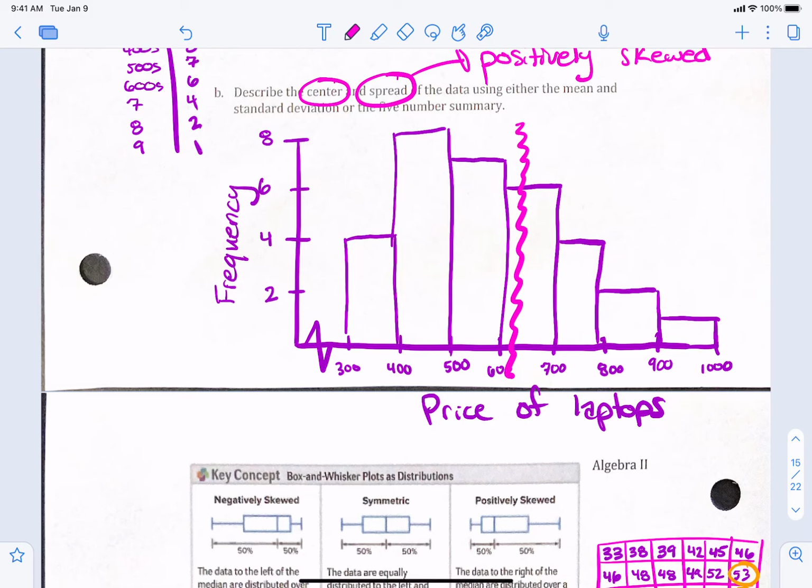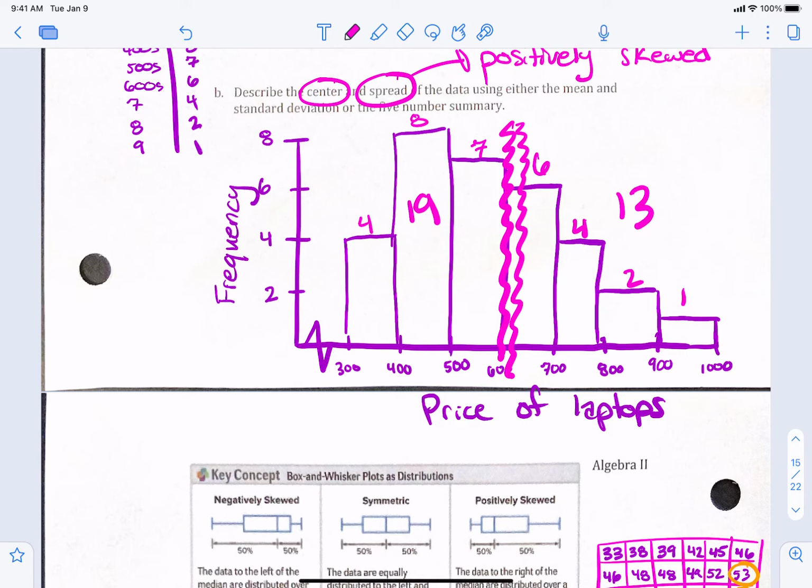Okay? Now, I look at the size of the bars. You want to make sure the same amount are on both sides, okay? So let's say we split it exactly at the 600. This is 4, this is 8, this is 7. What's 4 plus 8 plus 7? 19. 19 total over here, okay? This side would be 6 plus 4 plus 2 plus 1. That's 13.